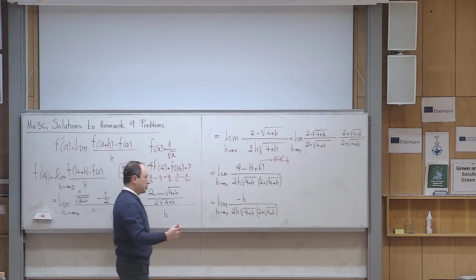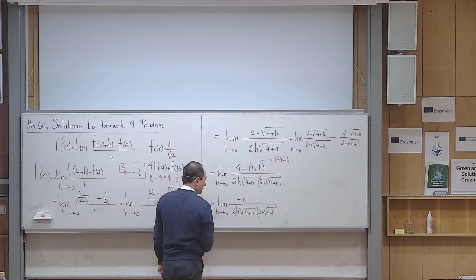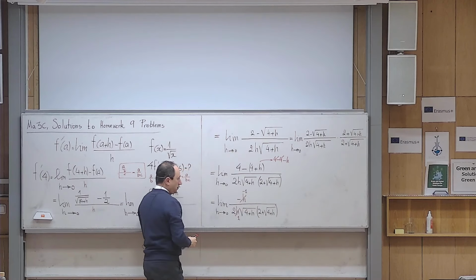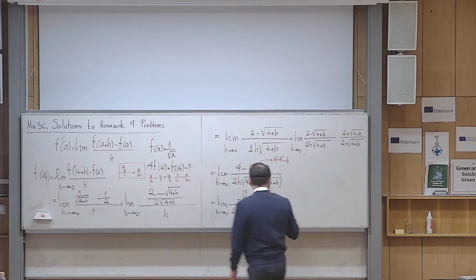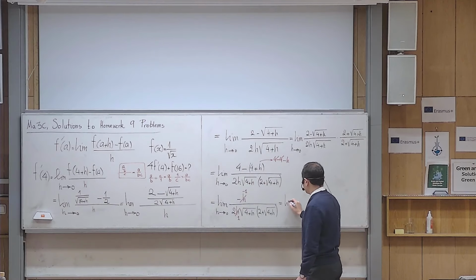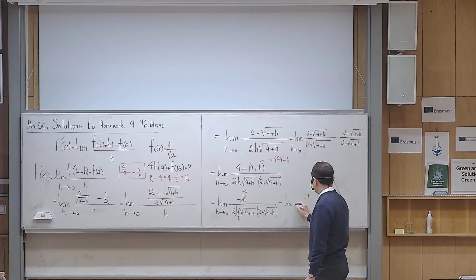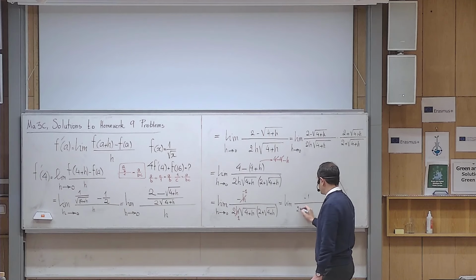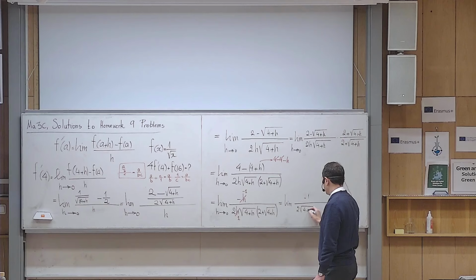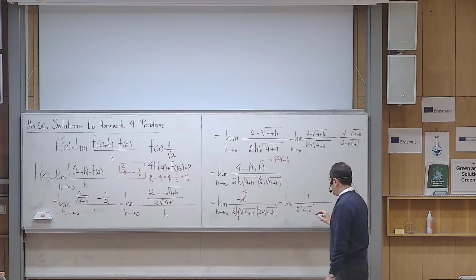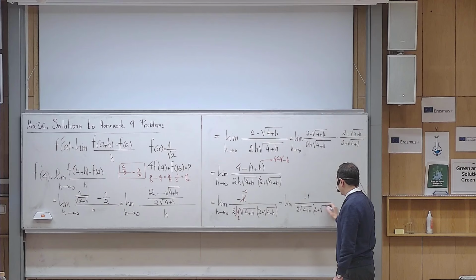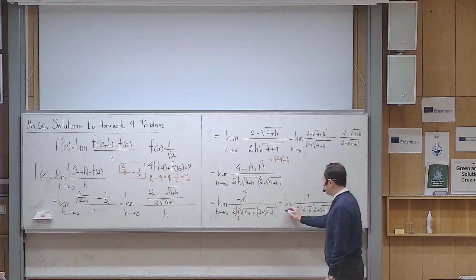Now I simplify things. I simplify this with that. So 1 times, this minus 1 times. So let me write it once more. So this becomes the limit of minus 1 divided by 2 square root of 4 plus H. And then I have 2 plus the square root of 4 plus H. H goes to 0.